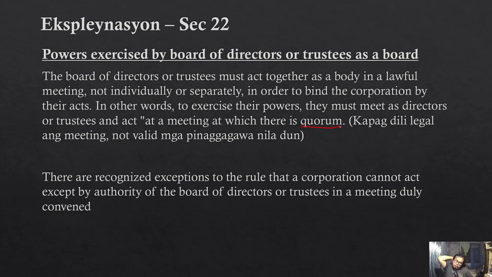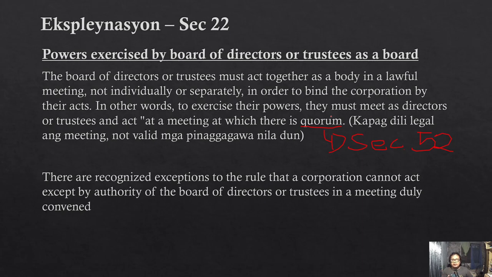Ngayon itong quorum, sa old corporation code natin, sa BP 68, it was discussed in this section. But with the revised corporation code, transfer na siya to section 52. Dati, itong quorum, dinidiscuss dito sa section na to, under sa board of directors. Pero ngayon, sa revised natin, sa section 52 na siya. So sa section 52 pa natin siya madiscuss. But basically, what is a quorum? A quorum is the minimum number of people required para magkaroon ng isang proper and valid meeting.